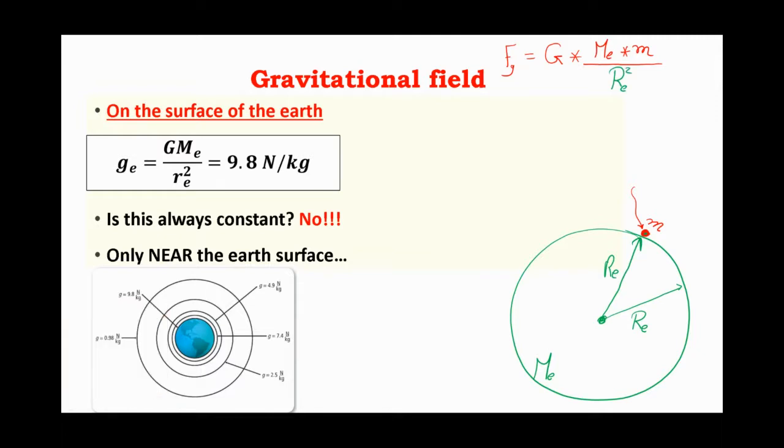Okay, let me do it in red color so it will be the same one. So this is the formula for the gravitational force for an object at the surface of the earth. There is another name for this gravitational force. I can call it the weight. So this gravitational force at the surface of the earth, we can call it the weight of the object.